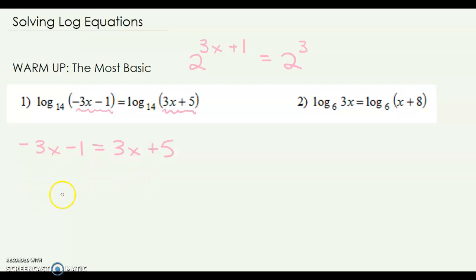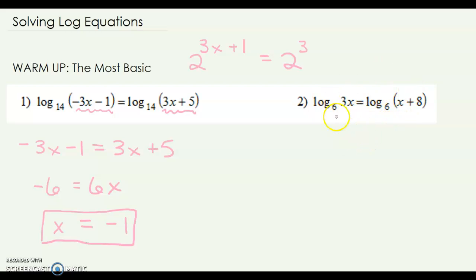I'll move my negative 3x to the right side, my negative 5 to the left, so we get negative 6 is equal to a positive 6x, and we get x is equal to negative 1. Awesome. Ladies and gentlemen, we just solved our first log equation.